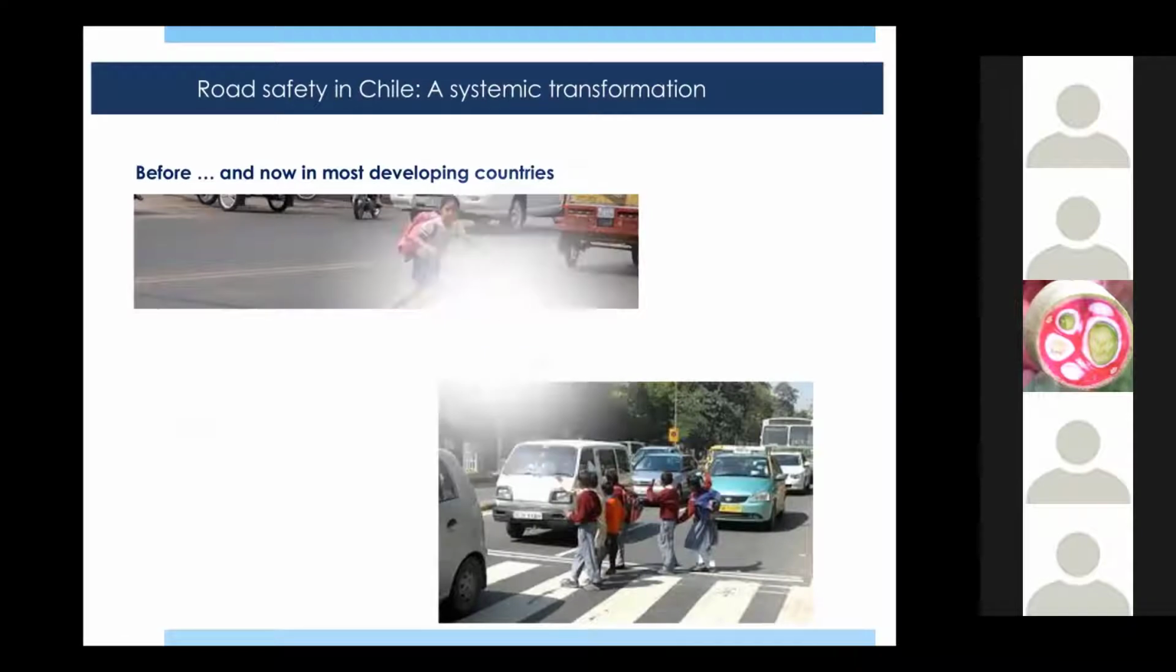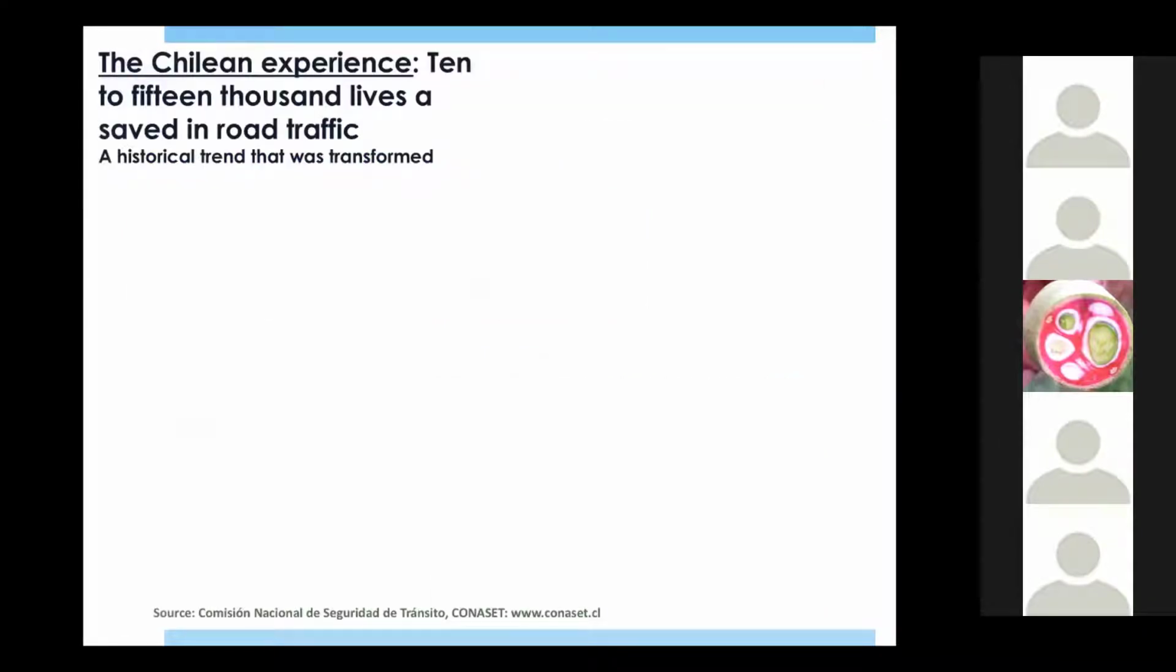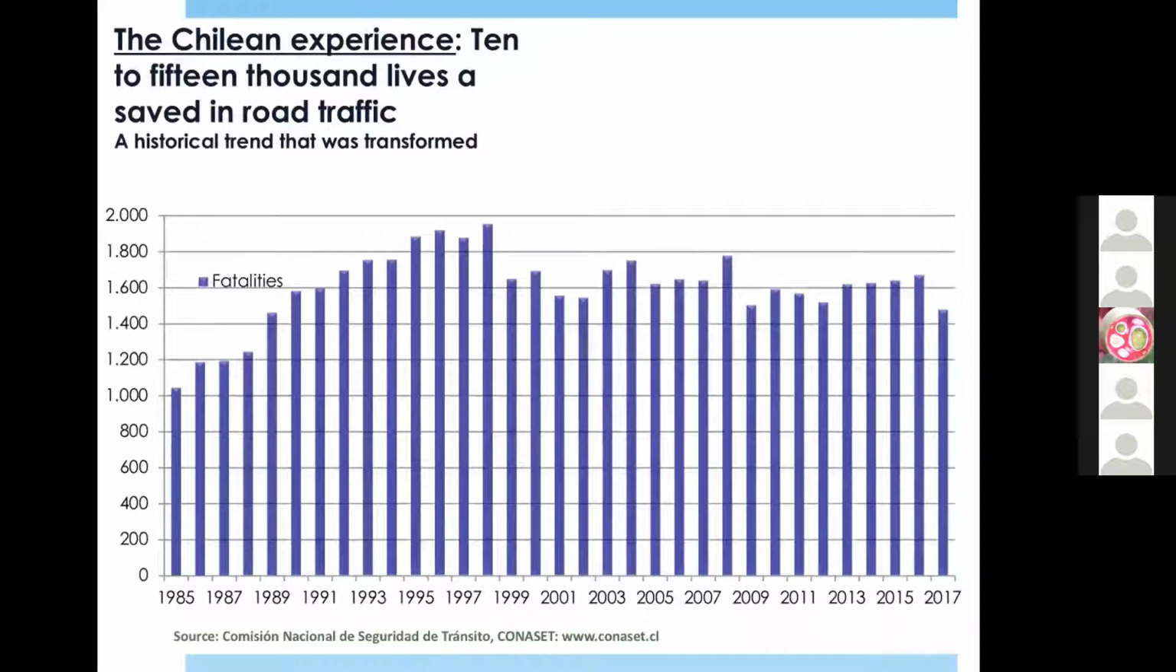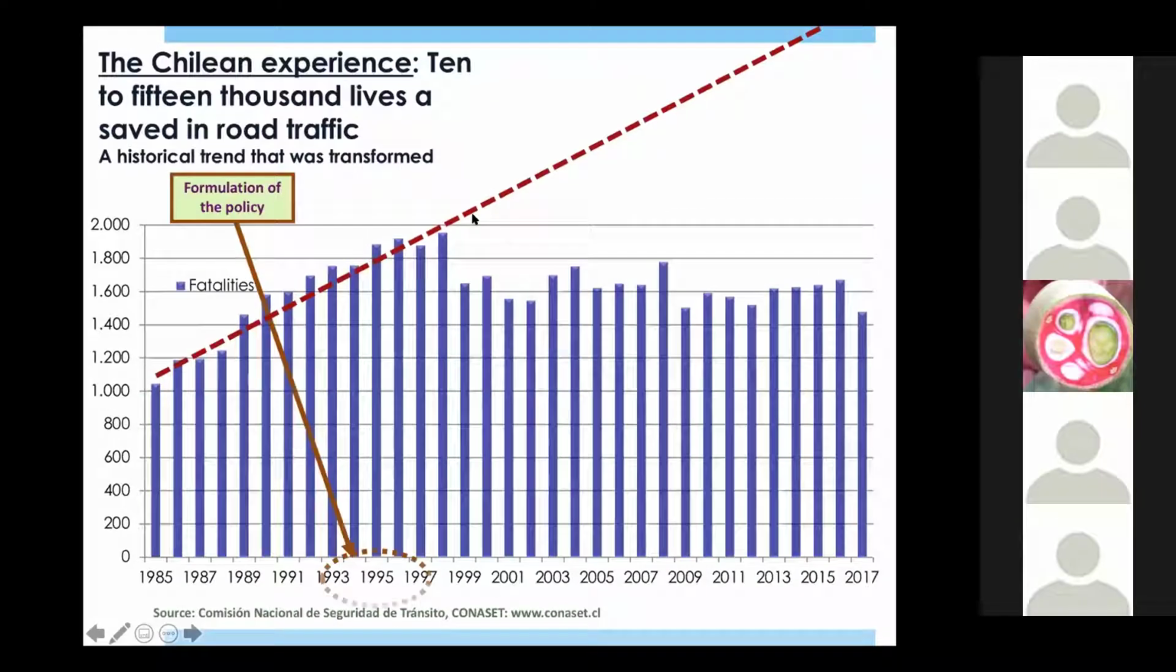How? The Chilean experience: 10 to 15,000 lives were saved in road traffic. This is the number of fatalities from 1985 onwards. You see a very clear trend. At that time, the policy was formulated, and you see clearly the outcome over a 25-year period. So this is a long-term assessment of the situation.